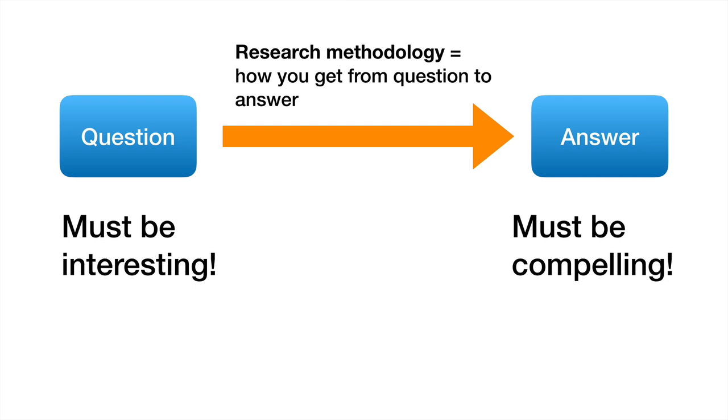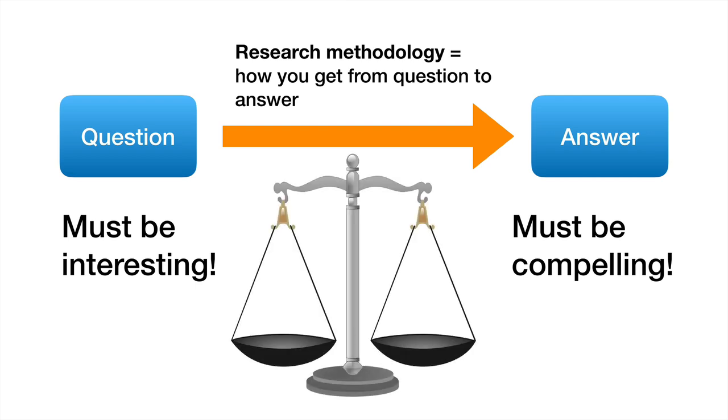So to make your research successful, you need to make sure that you have an interesting question and a compelling answer. And our goal throughout this course will be to keep these two in balance. Because on the one hand, if you make your research question too ambitious or too complex, then you're not able to give a compelling answer anymore. But on the other hand, if your question is very simple and even trivial, then it doesn't matter anymore if you give a compelling answer. So throughout this course, we want to keep these two aspects in balance so that by the end of this course, you have an interesting question to which you can give a compelling answer.